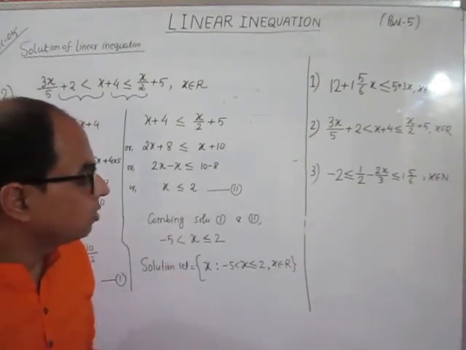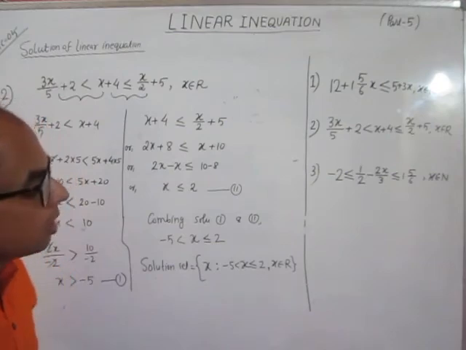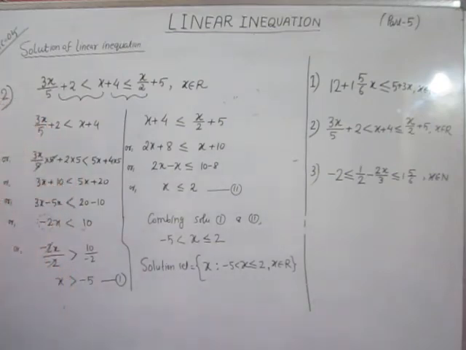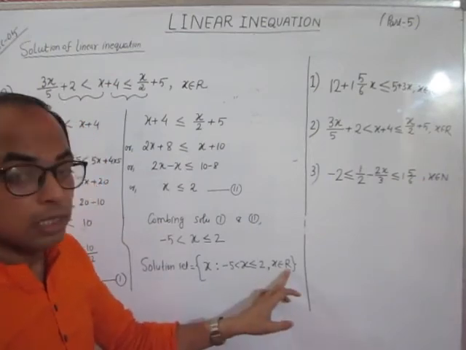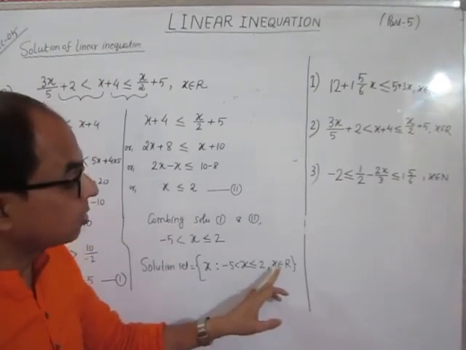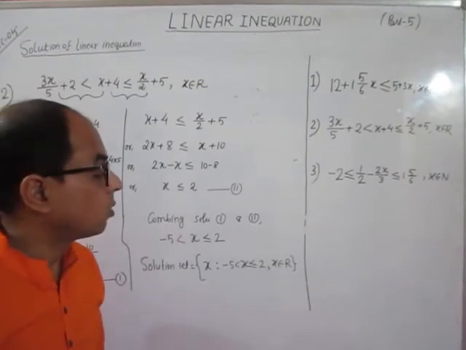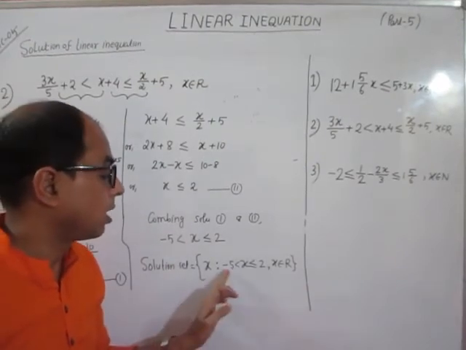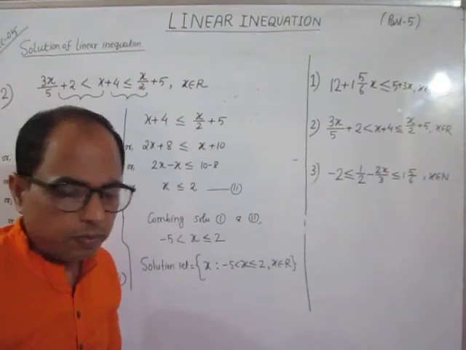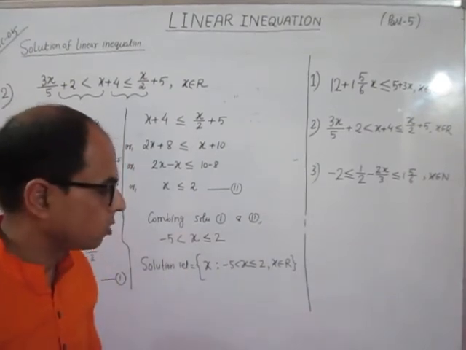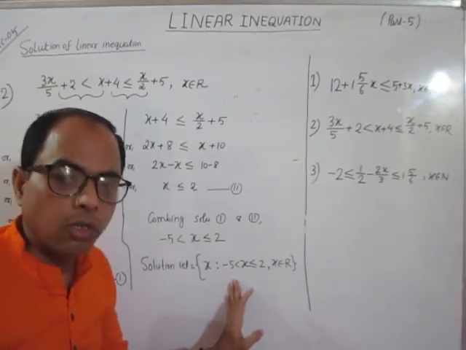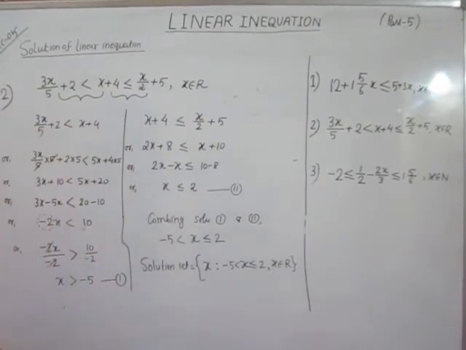Can we write this solution set in roster form? Then again the answer is no. We cannot write this solution set in roster form. Why? Because here the replacement set is the set of real numbers, and so we cannot make a list of all the real numbers which lie between minus 5 and 2. Because between minus 5 and 2 there are infinite real numbers. So we are not able to write this solution set in roster form. So this is the answer.